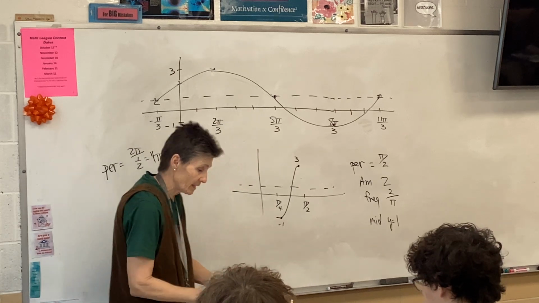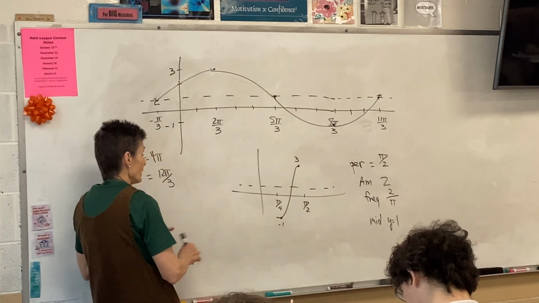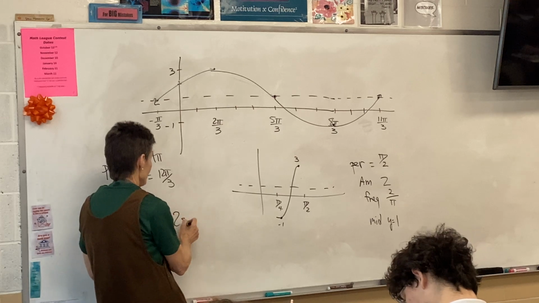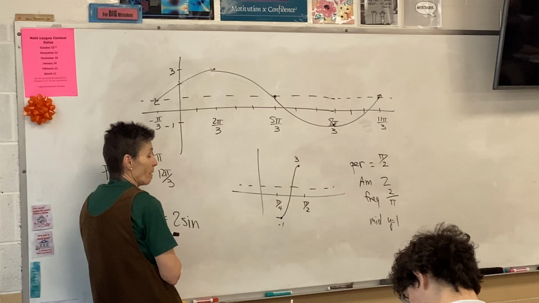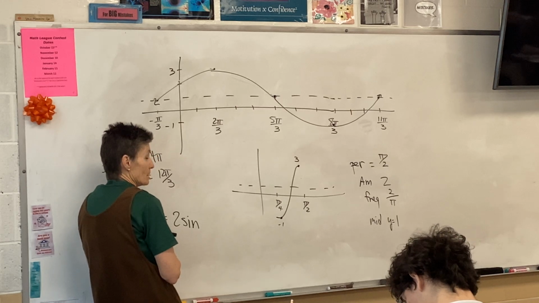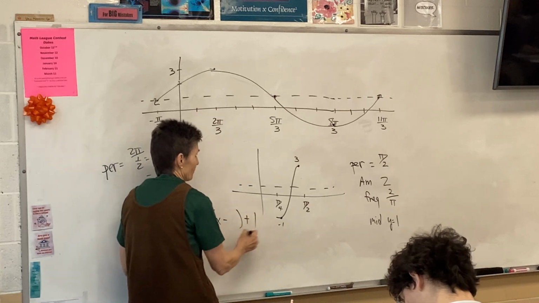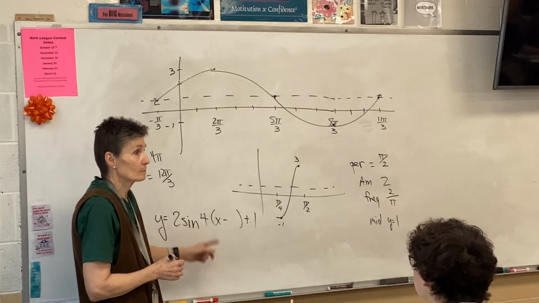Just for fun, let's go ahead and write our equation. So our amplitude is 2. Our period was pi/2, so will this have to be a 4? Because 2 pi/4.